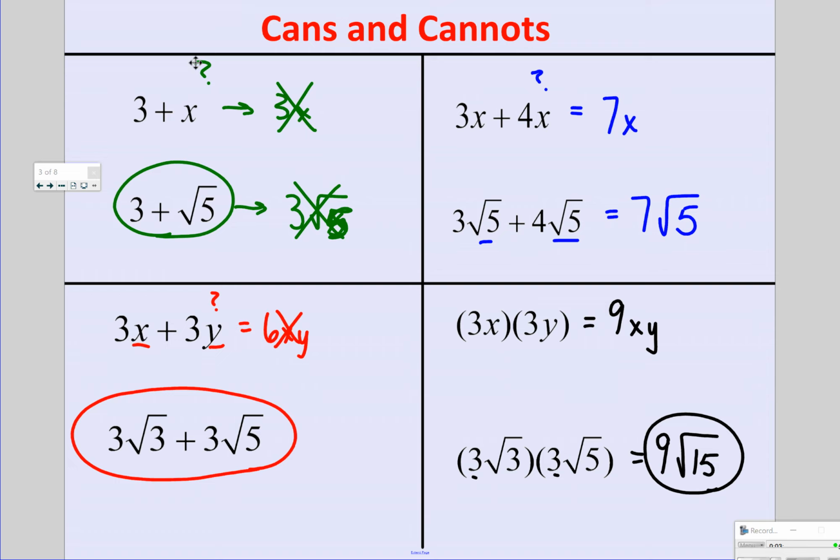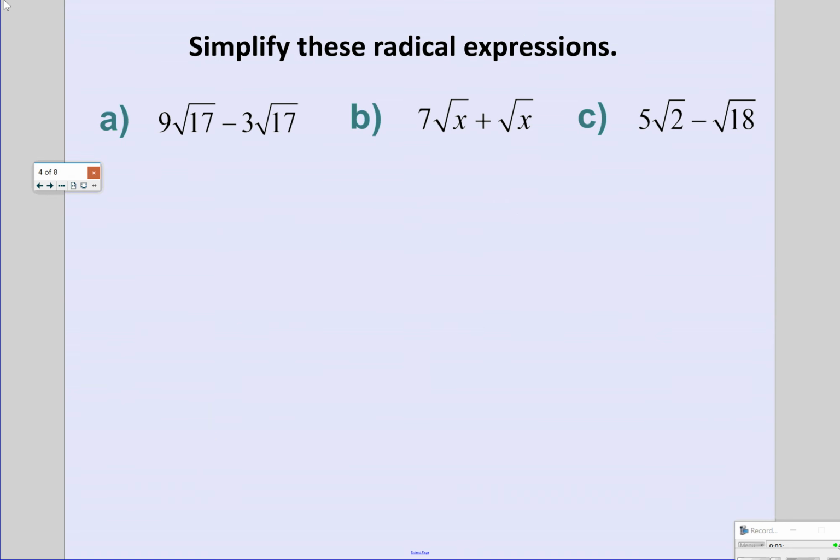Now let's simplify a couple of expressions that include addition and subtraction. So letter A, 9 root 17 minus 3 root 17. These have the same radicals of square root of 17. So I can subtract 9 minus 3 and that gives me 6 square root of 17. Letter B, again, I have this exact same radical. And remember that if there's just a radical like square root of x, it's the same thing as 1 square root of x. So when we add these together, we get 8 square root of x.